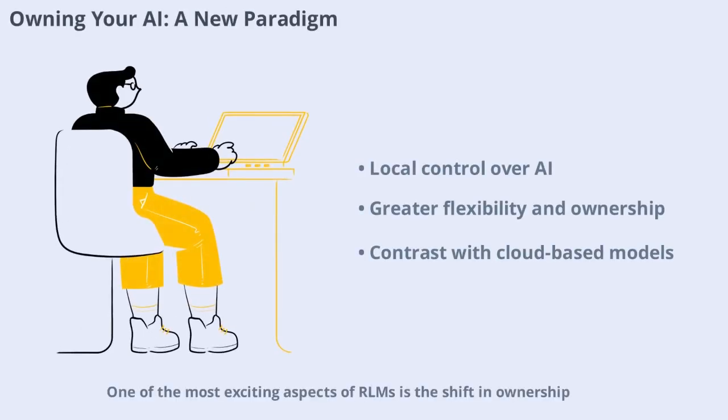One of the most exciting aspects of RLMs is the shift in ownership. When you run an RLM locally, with your own REPL and tools, you control the intelligence. The model explores your data on your machine, under your rules. This contrasts with cloud-based models, which ultimately serve the interests of whoever owns the cloud. RLMs make true AI ownership more achievable, giving you more control and flexibility over how your data and models interact.